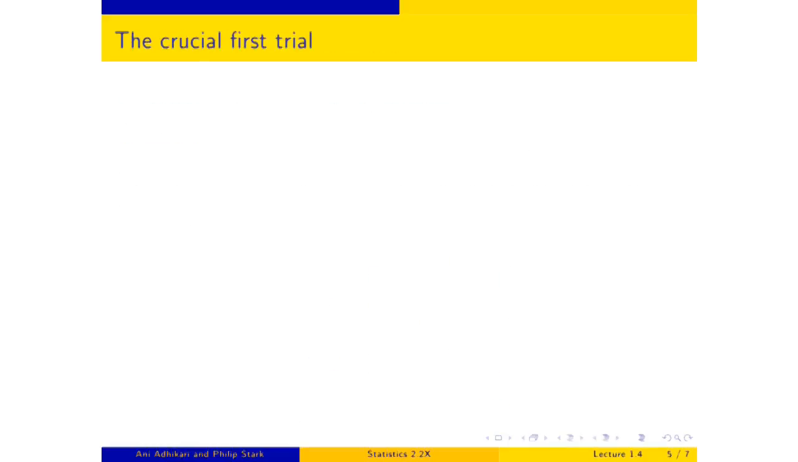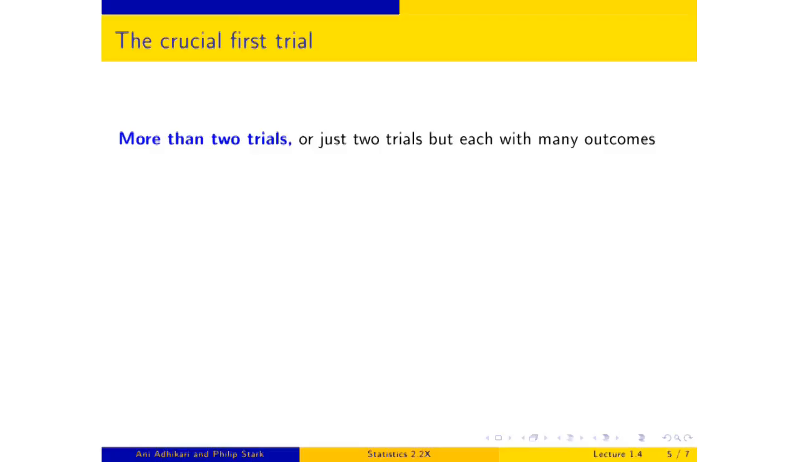And I am going to look not just at more than 2 trials, but also at 2 trials which have so many outcomes that you are unwilling to draw the table. So with more than 2 trials, I can't draw a table because there are too many dimensions. And with 2 trials with lots of outcomes, I won't draw a table because I'm lazy. So in this situation, what do you do?